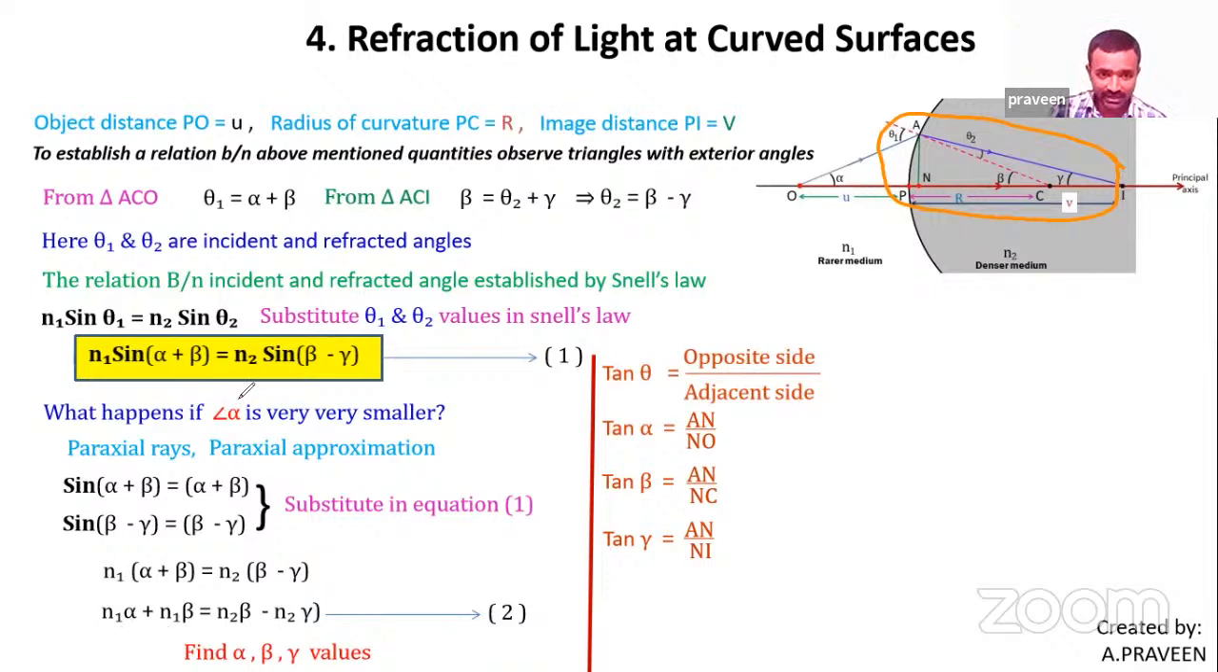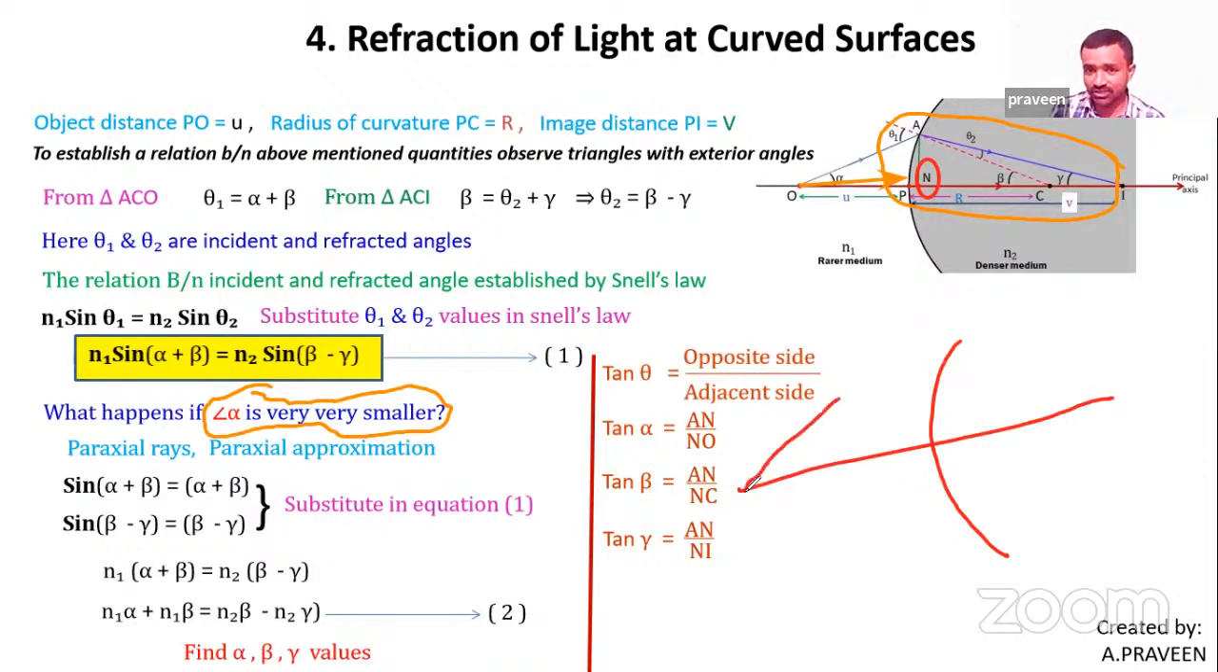Alpha is very small. So what happens? The incident light ray considered at point A becomes very close to the pole. When the light ray is very close to the pole, what happens to the point N here? That point N also becomes very close to the pole, so it moves.